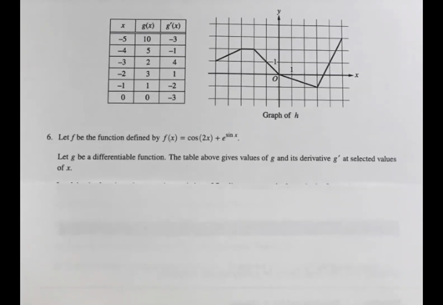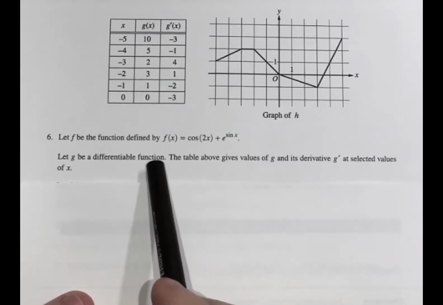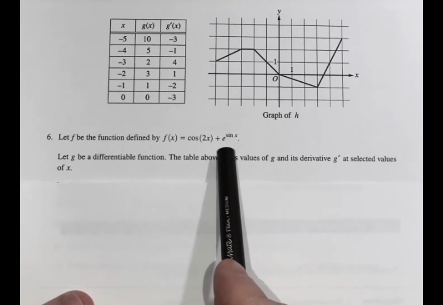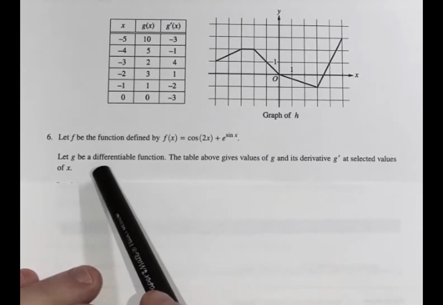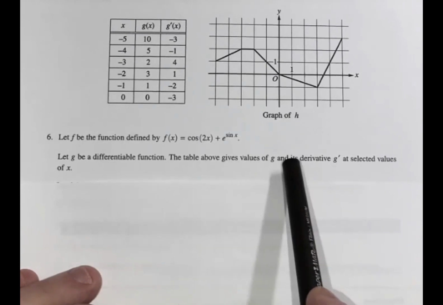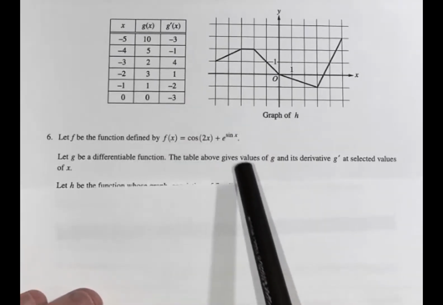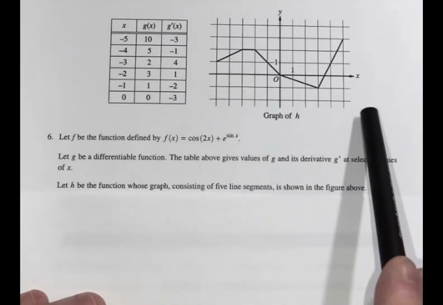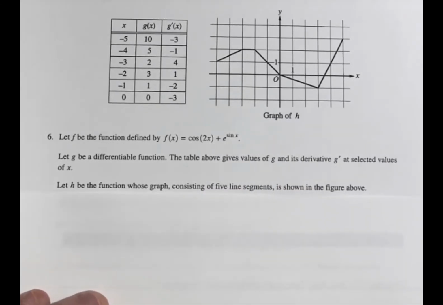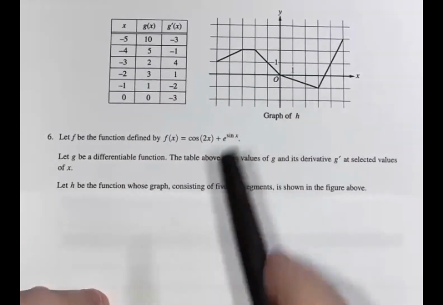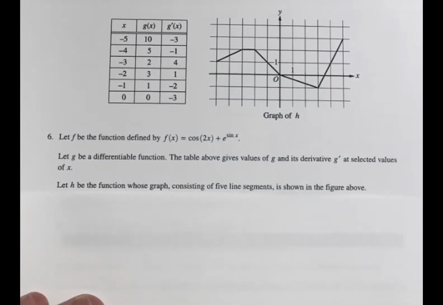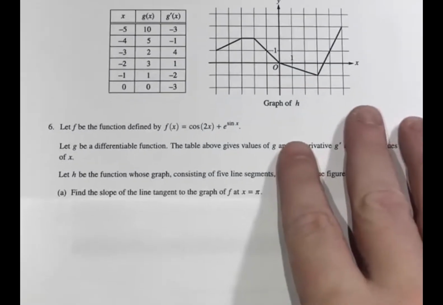Okay, this problem gives us a chart and a graph and says that f is defined by a formula, cosine of 2x plus e to the sine x. G is a differentiable function, and g and g prime are shown up here. And then h is a graph that is provided. So we're essentially doing derivatives and work with formulas, tables, charts, and graphs. Okay, part A.